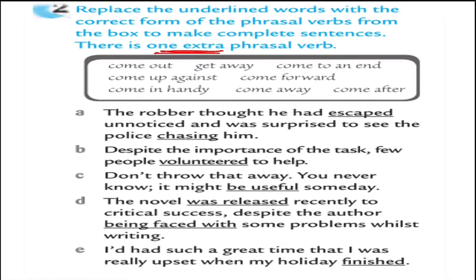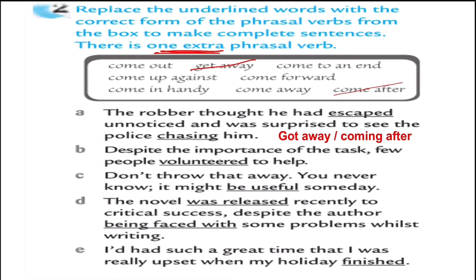All right, so number 1 says, A, the robber thought he had escaped unnoticed and was surprised to see the police chasing him. So here we have escape and chase. Which one from the box? All right, so here we have escaped. We can say got away, it's the same meaning, and chase to come after. So now we have to come after, all right, and get away. Very good.